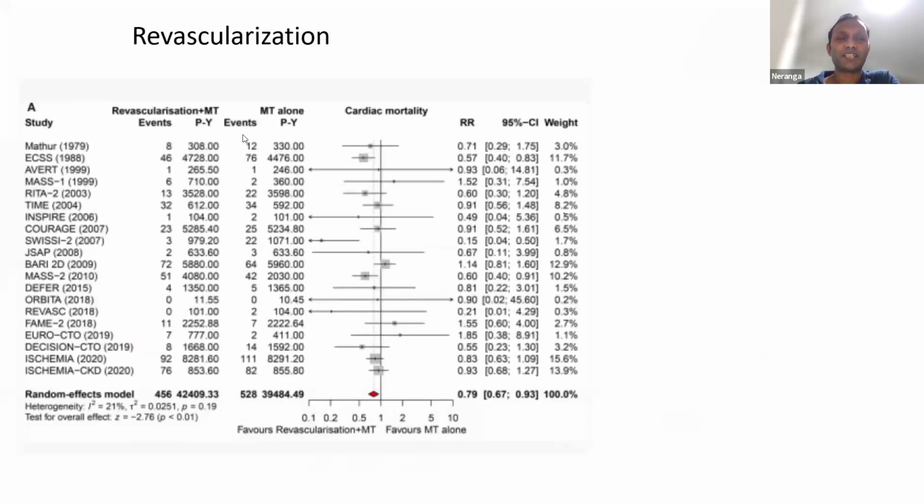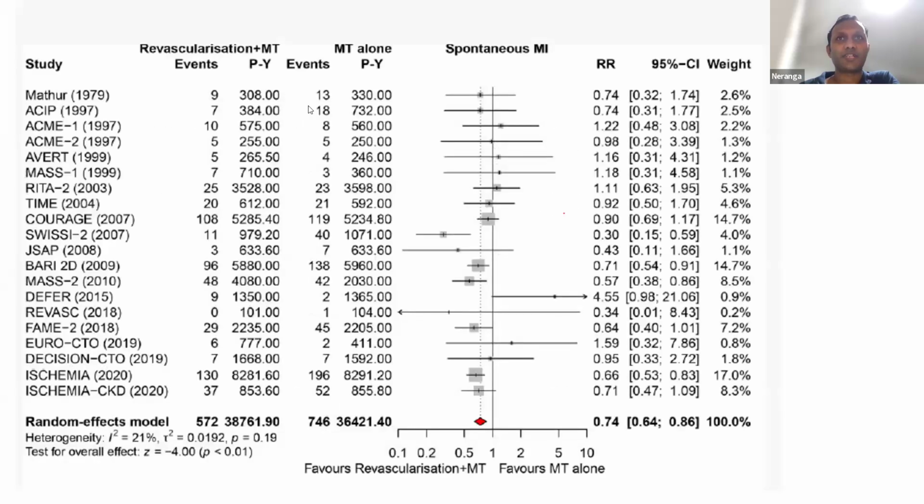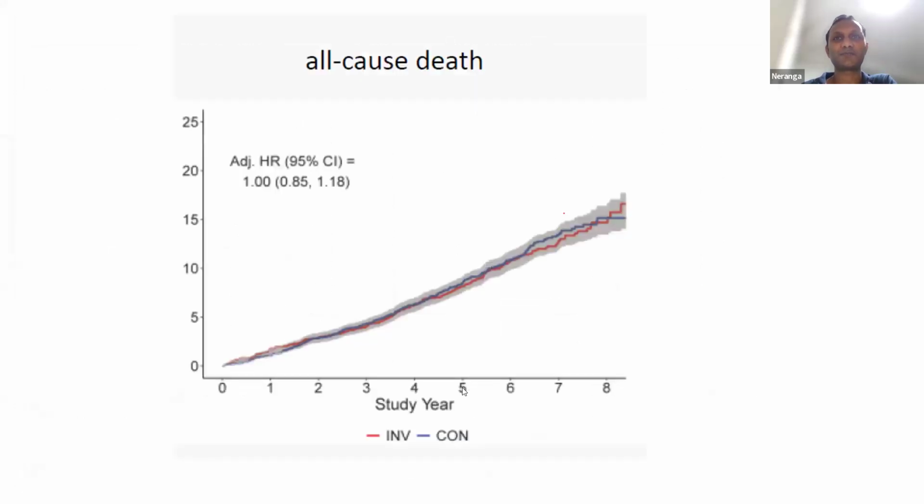The other arm is chronic coronary syndrome and revascularization. You can see that cardiac mortality is less with revascularization, and spontaneous MI is less, though procedural MI is higher. If you do CABG, you can have procedural MI, but spontaneous MI is low with revascularization. But all-cause death is similar, so there is no all-cause mortality benefit.